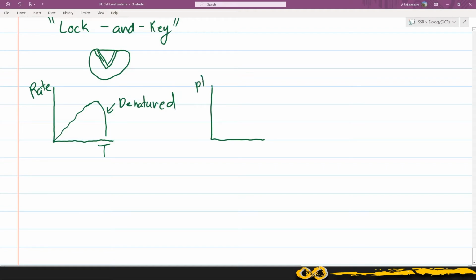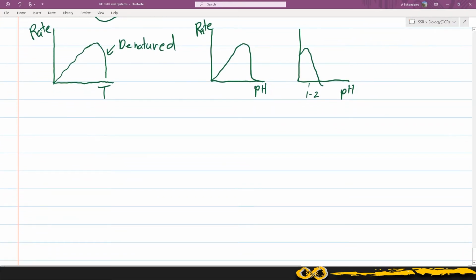We have a similar pattern if we're dealing with the rate of reaction as a function of the pH. An enzyme will have an optimum pH level, and that optimum pH level is going to be different for different enzymes, and there are some enzymes that are designed for higher pHs and some that are designed for lower. For example, in the stomach with a pH of around 1 or 2, then the enzyme's going to have its optimum pH much lower than an enzyme that is not designed for use in the stomach.